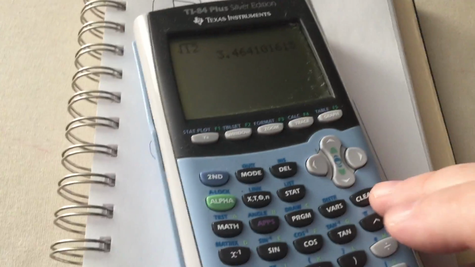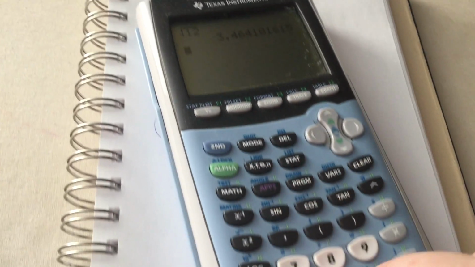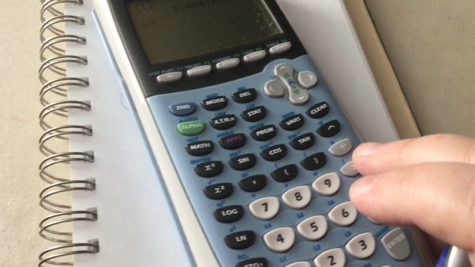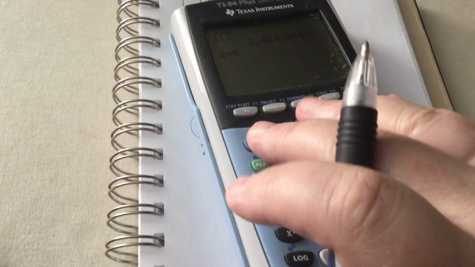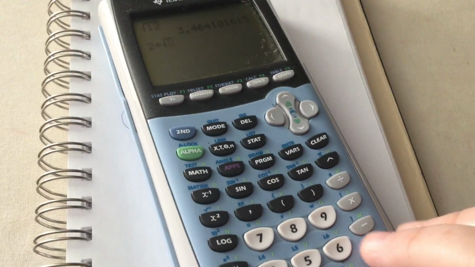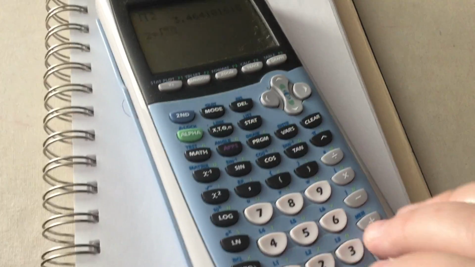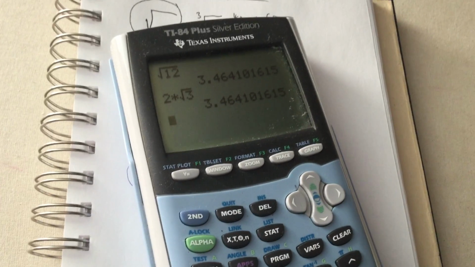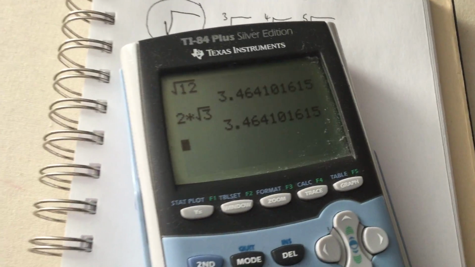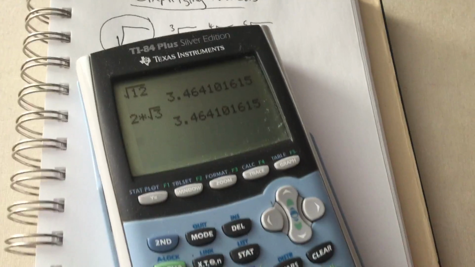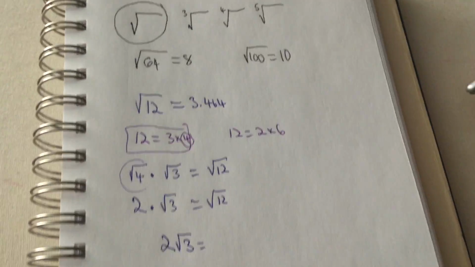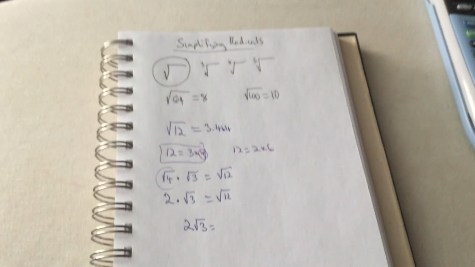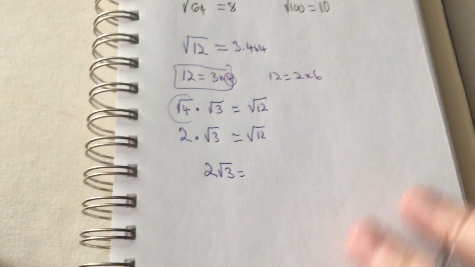And watch too. Let's see. 3.464, check it out. 2 times the square root of 3. Get out from under the bar. Boom. It's the same thing. But it's a simplification. And it gets really useful when you're doing equations and manipulating variables. So, let me show you another one.